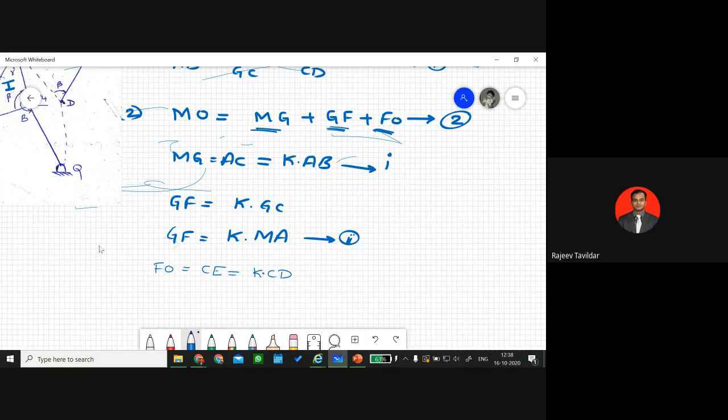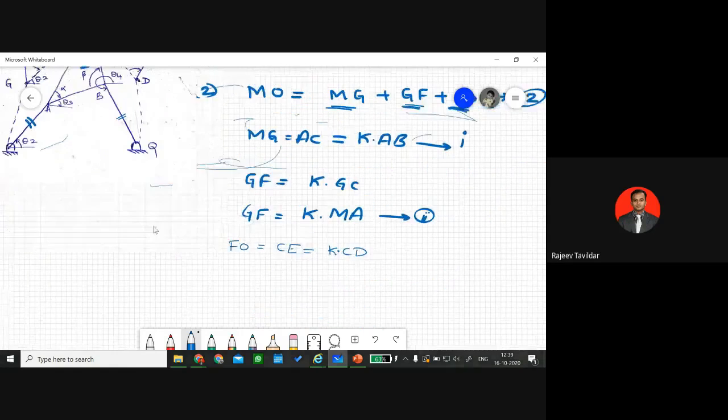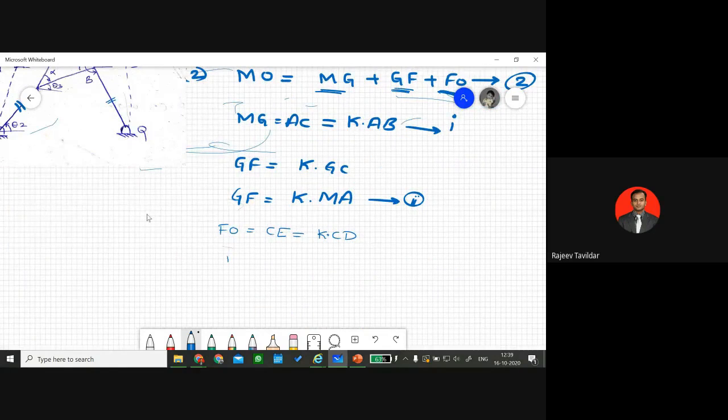Okay, but again, what is this CD equal to now? As per the second parallelogram, CD is equal to what? You can see here, this is CD. This should be parallel and equal to QB, sir. Yeah. So I'll write FO equal to, once again, K into, instead of CD I am going to write BQ. So this becomes my third equation. I hope this step is clear.